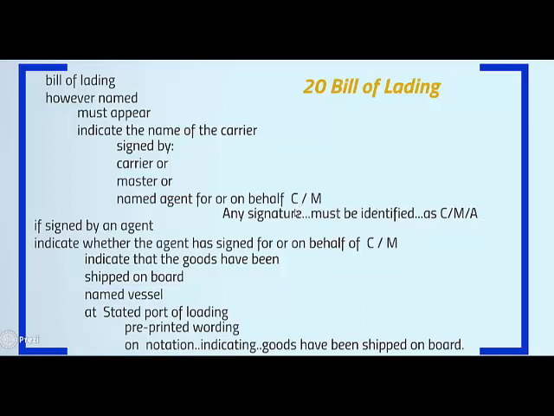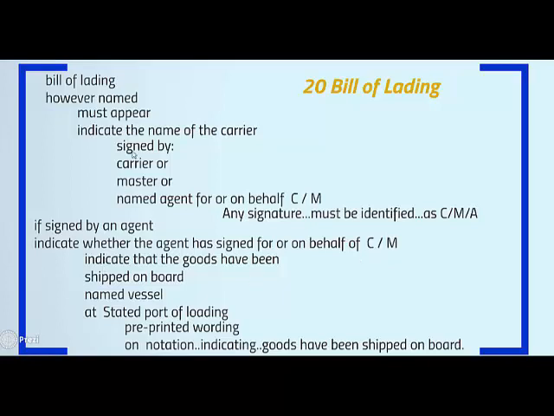So you can sign as carrier, you can sign as agent for carrier, you can sign as master, you can sign as agent for master, but you cannot sign just as agent. If you sign as agent, then you should say as agent for whom, and then the carrier has to be indicated. The name of the carrier has to be there compulsorily. If signed by an agent, it should indicate whether they have signed for or on behalf of the carrier or the master.